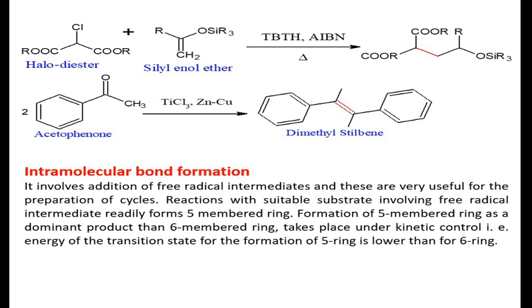See the first one. This also we have studied in the point electrophilic and nucleophilic free radical. The carbon which is flanked by two ester groups and bears a chlorine atom forms a bond with the methylene carbon of the silyl enol ether. There is a formation of a carbon-carbon bond between two different molecules. This is an intermolecular carbon-carbon bond formation, and what is used? Tributyl tin hydride and AIBN.